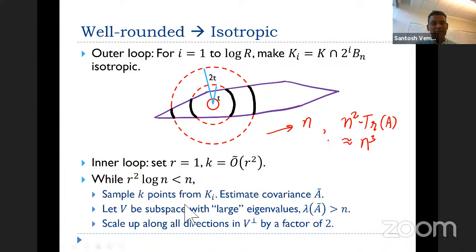And here's the algorithm. We'll sample k points, estimate the covariance. It'll be a very crude estimate. But according to this estimate, we'll figure out what are the large eigenvalues and the small eigenvalues, just based on a threshold. And the subspace of small eigenvalues we will scale up, okay? And the subspace of large eigenvalues we'll leave as it is. And then we just repeat this.